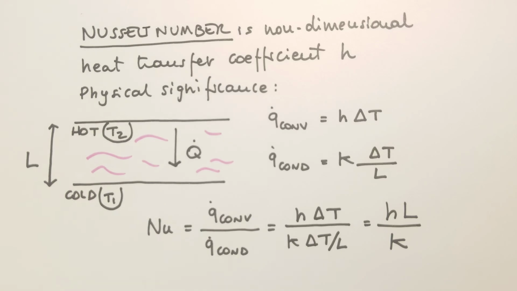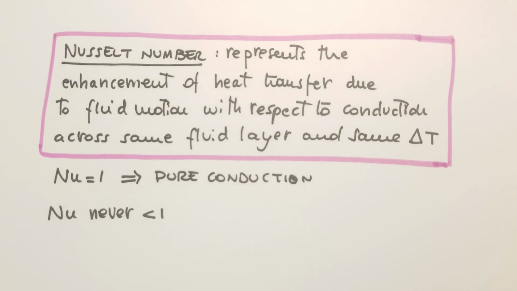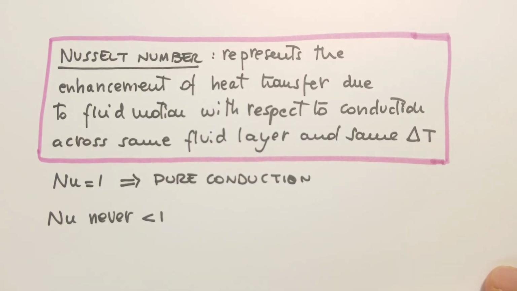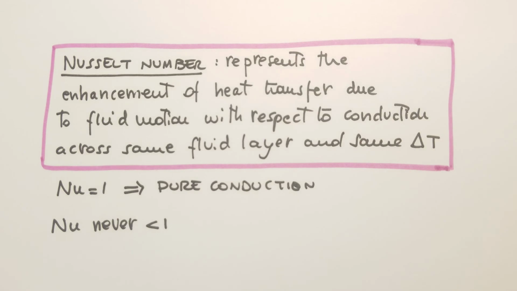Therefore, we can understand now what the Nusselt number actually means. The Nusselt number can be interpreted as the enhancement of heat transfer due to fluid motion with respect to conduction across the same fluid layer and the same delta T. What does this mean? The Nusselt number is a non-dimensional number. It tells us how much more heat is transferred by convection with respect to conduction for the same fluid and the same delta T, but when there is no motion, so there is only conduction.